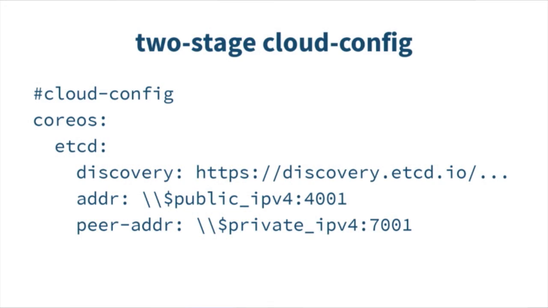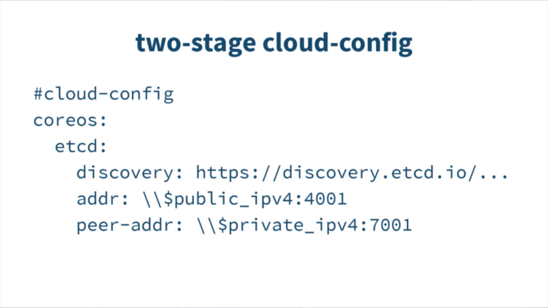The problem with this approach, though, is that CoreOS cloud-init only really supports public and private IPv4 and IPv6. What happens if you're running in an environment where you have a third Ethernet device or a VPN, or you want to know information like what region is my instance running in? We don't really have an answer for that today. As a result, many people have started using what I refer to as the two-stage cloud config.